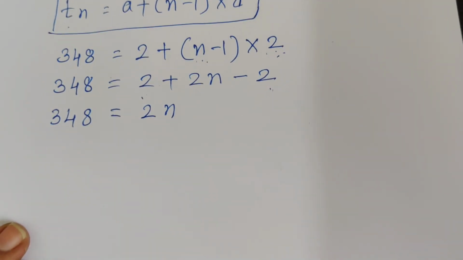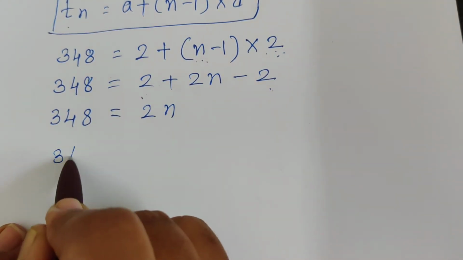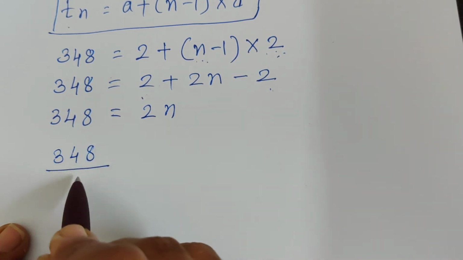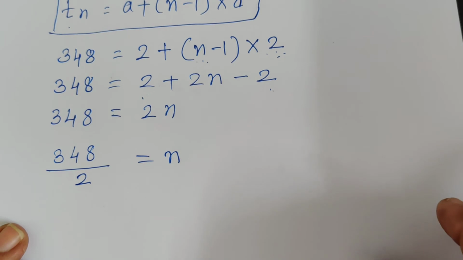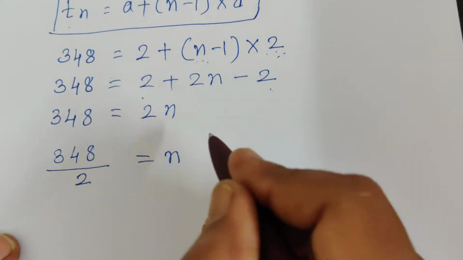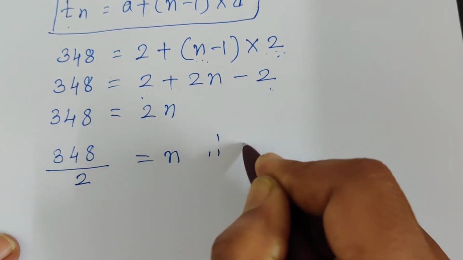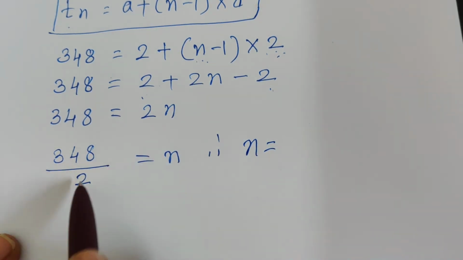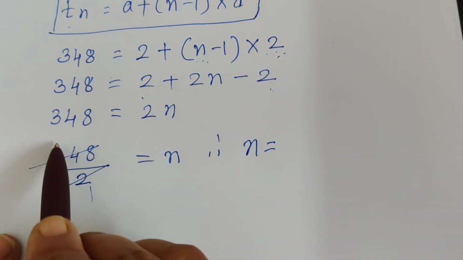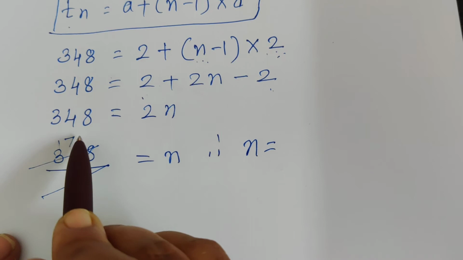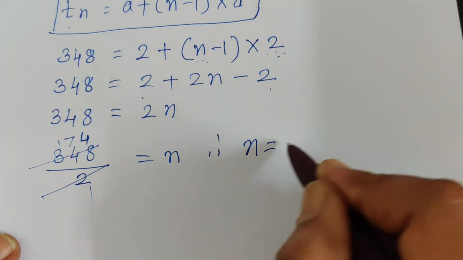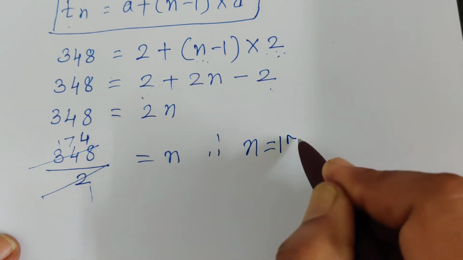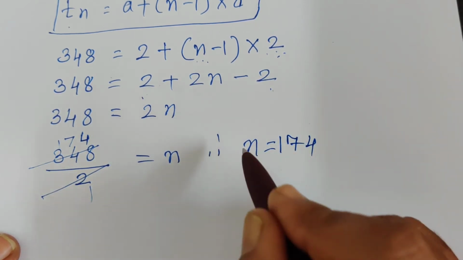And so 348 divided by 2 equals n. If you divide, 2 ones are 2, 2 ones are 2, 2 sevens are 14, 2 fours are 8. So here you will get n is equal to 174.